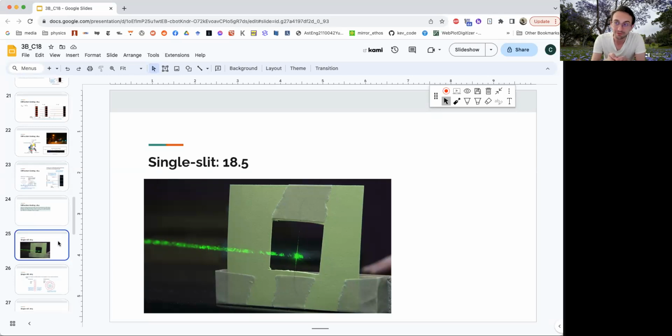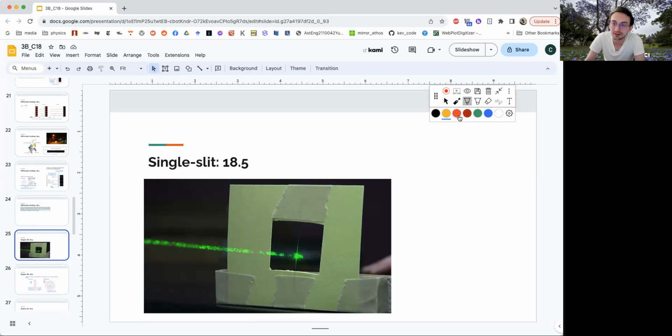In section 18.5, we're changing it up a little bit. Instead of having microscopically tiny openings, now we're going to think about openings that are similar in size to the wavelength of light, but that are big enough that their width actually matters. And so we'll start by just thinking about if we have one such opening. We call this a single slit.